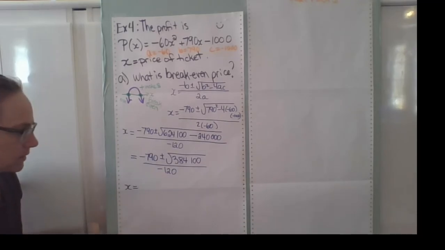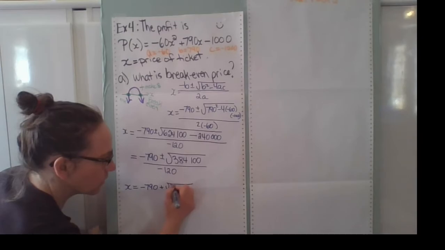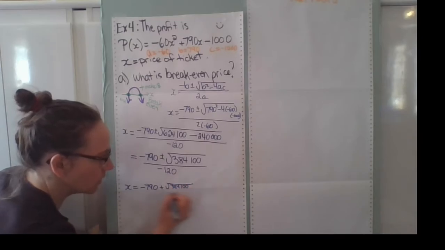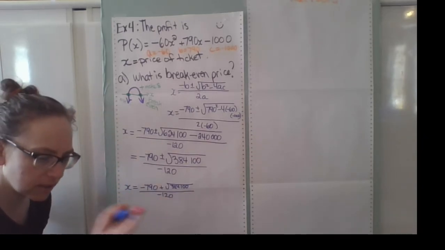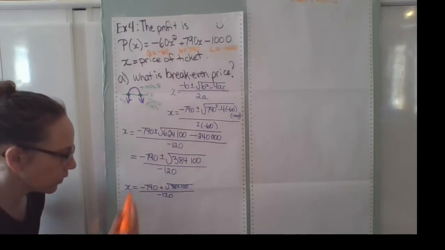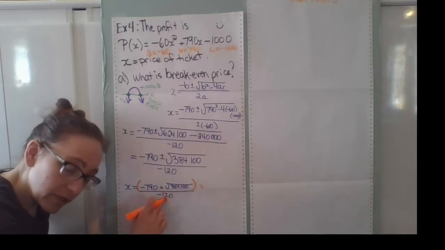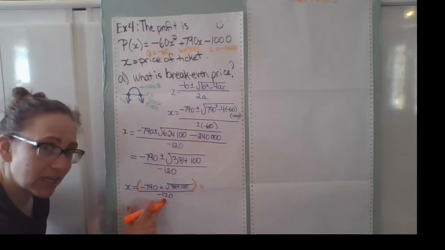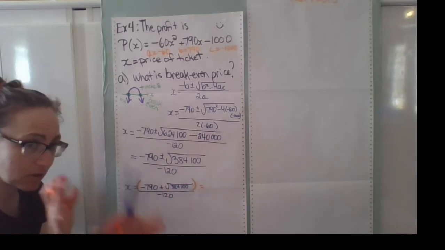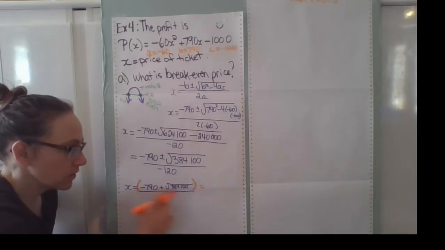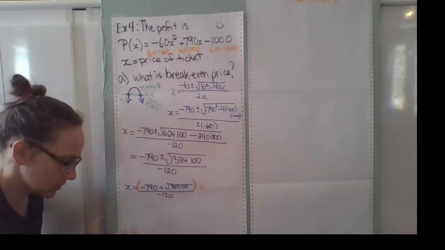So we know one answer is going to be negative 790 plus the square root of 384,100, all divided by negative 120. If you're typing this into your calculator, make sure you either put the whole numerator in brackets or hit equals before you divide by negative 120. Otherwise, your calculator is just going to divide your square root answer by it, or it might get confused. So make sure you either put the numerator all in brackets or hit equals before you divide.